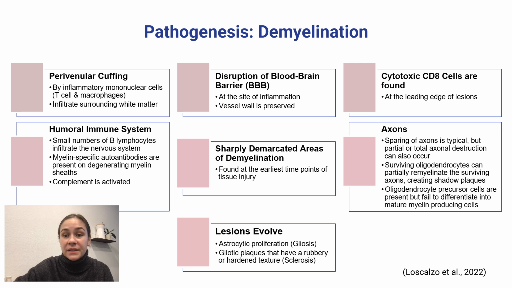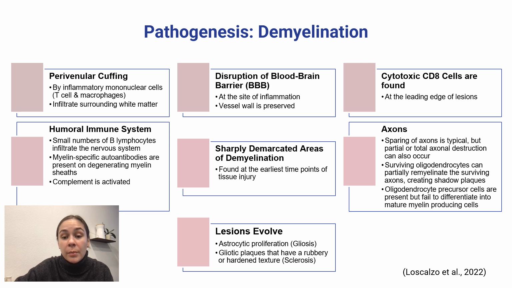For the pathogenesis of multiple sclerosis, new MS lesions begin with perivenular cupping by inflammatory mononuclear cells, including T cells and macrophages. They will also infiltrate the surrounding white matter. At the site of inflammation, the blood-brain barrier is disrupted. However, the vessel wall is preserved. At the leading edge of the lesions, a large number of cytotoxic CD8 cells are found. The humoral immune system is also involved, evidenced by a small number of B lymphocytes that infiltrate the nervous system. Additionally, myelin-specific autoantibodies are present on the degenerating myelin sheaths, and complement is activated.